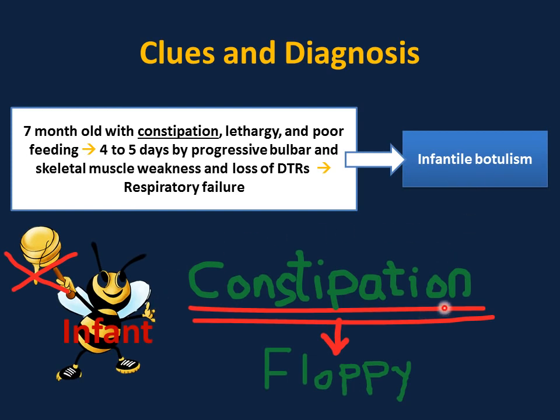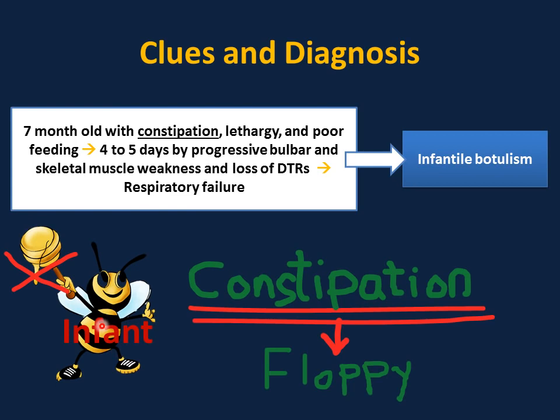The key word here is constipation. Constipation can precede the illness or the motor effect of this disease by days to weeks, and the infant is usually afebrile. So constipation followed by poor feeding, poor suck, and floppiness or weakness is infantile botulism until otherwise proved.